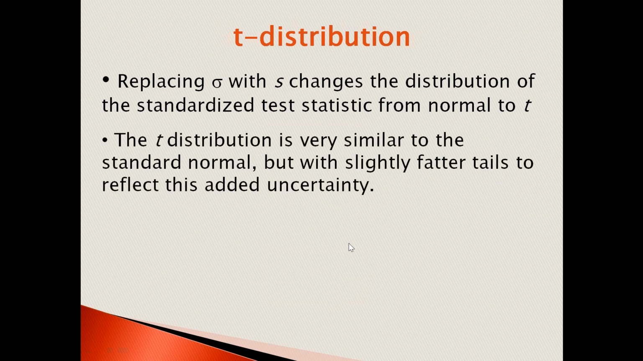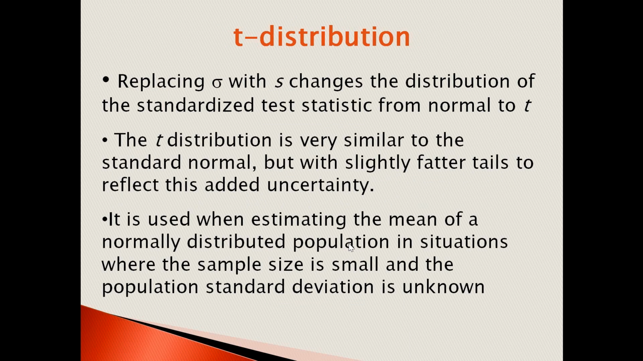However, replacing sigma with S changes the distribution of the standardized test statistic from normal to t. So you will see every time you change sigma to S, instead of using Z and the normal distribution, we will be using something new called T and the T distribution. The T distribution is very similar to the standard normal, but with slightly fatter tails to reflect this added uncertainty. I'll show you in a second what the shape looks like.